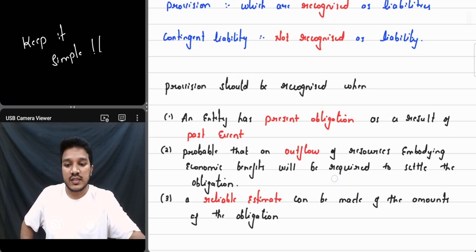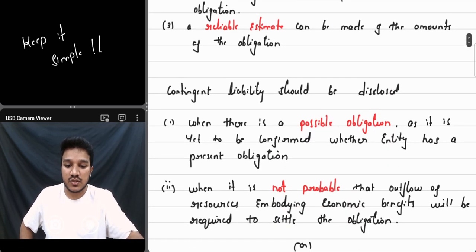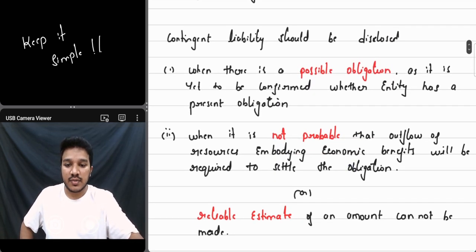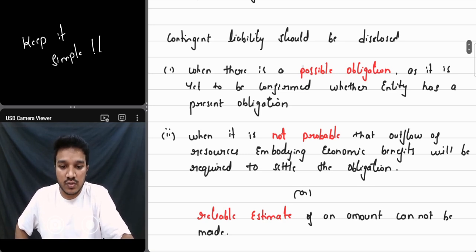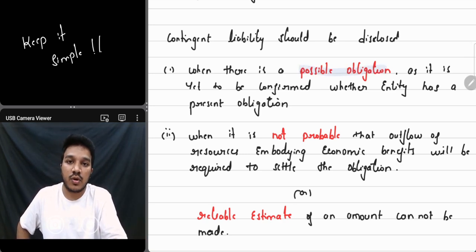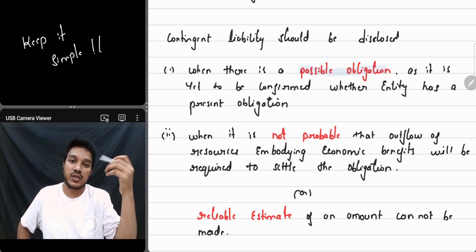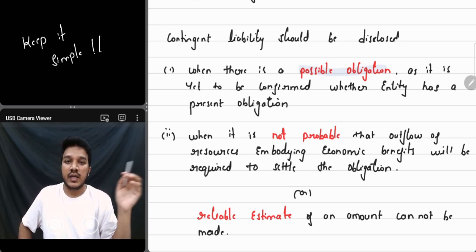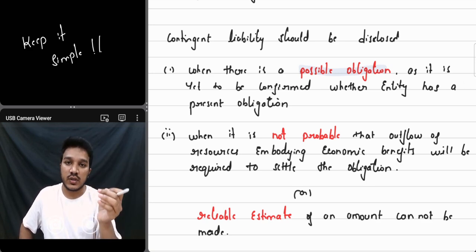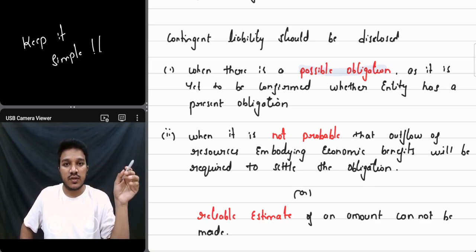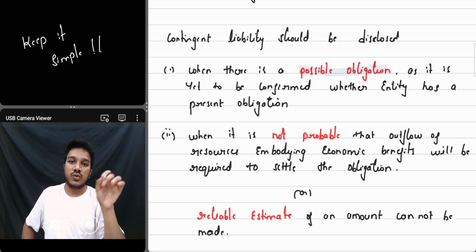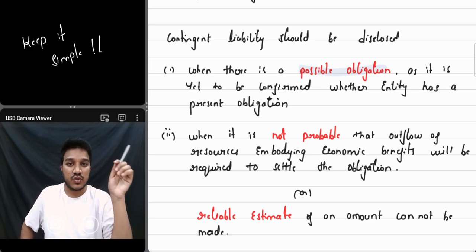ठीक है, now let's see when a contingent liability will be disclosed. So for a contingent liability, if you see, there is no present obligation, there is a possible obligation, कि future में there is a possibility of any kind of an obligation. ठीक है, for example, a court case is something that happens in the future. So after the court case, you will know whether you will be liable to pay damages or you will not be liable to pay damages. So this is purely dependent on a future event.